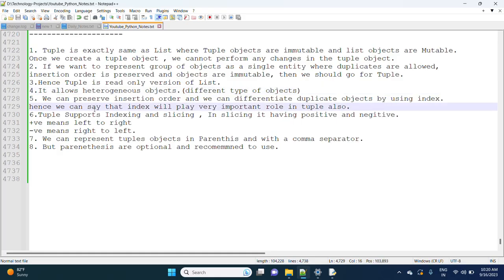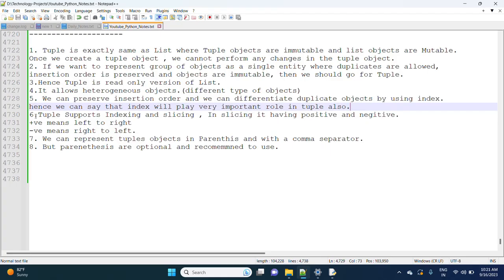Next, we can preserve insertion order and we can differentiate duplicate objects by using index. Hence, we can say that index will play a very important role in a tuple also.